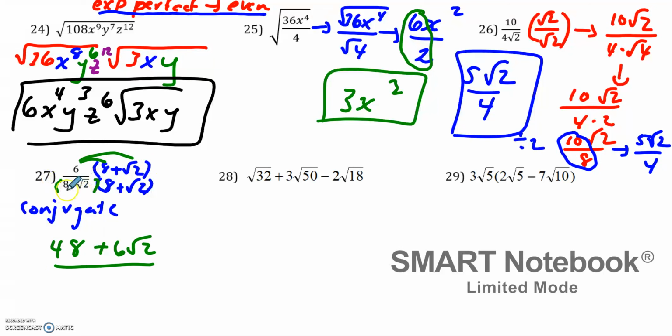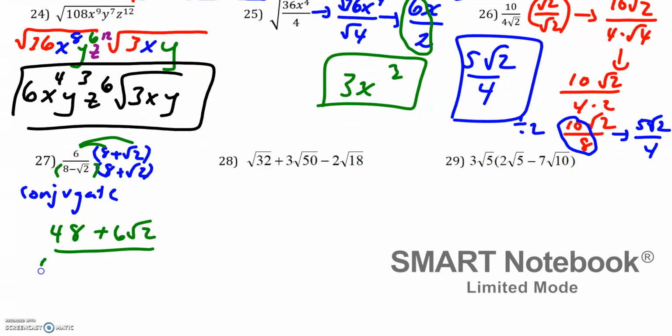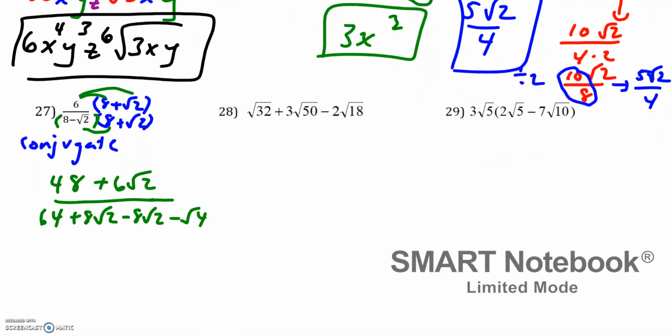Then on the bottom, I have a parenthesis times a parenthesis, so I have to distribute or FOIL. 8 times 8 is 64. 8 times root 2 is 8 root 2. 8 times negative root 2 is minus 8 root 2. Negative root 2 times positive root 2 is negative root 4, technically. In the denominator, my two radicals combine to be 0, so they're gone. So I'm left with 48 plus 6 root 2 in the numerator. In the denominator, I'm left with 64 minus the square root of 4, which is really just 2.